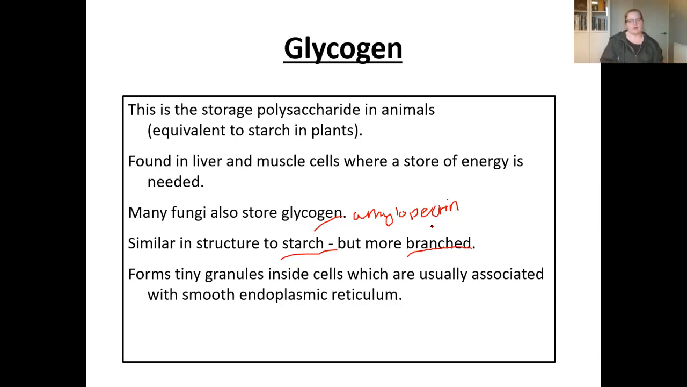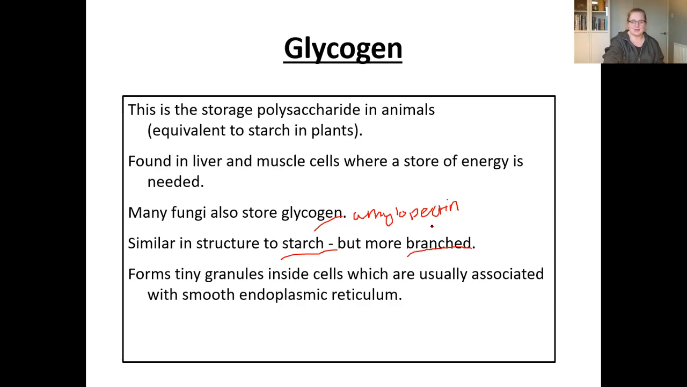Glycogen will form tiny granules inside your cells, and these are usually associated with the smooth endoplasmic reticulum inside our cells, which is something that we'll look into more. But our smooth ER is an area where we have lots of respiration and other metabolic reactions taking place. It is really, really compact storage, like starch, so it's fantastic for that.